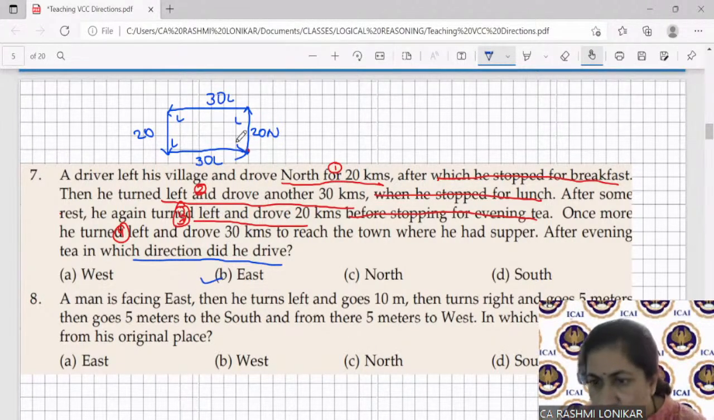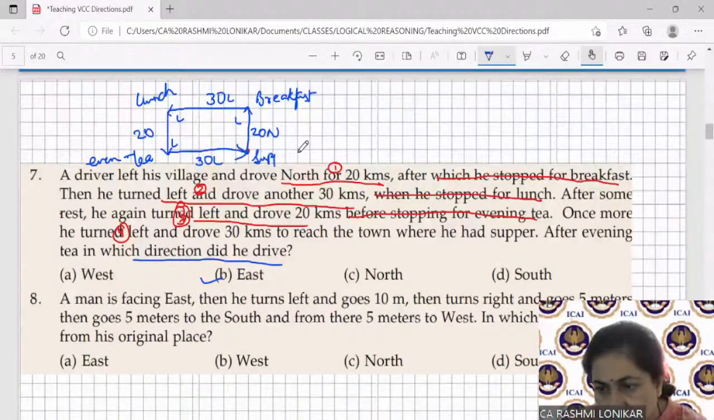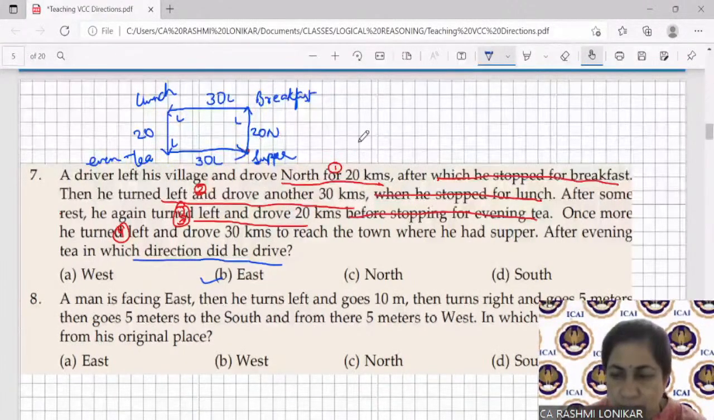So he traveled here. He had his breakfast here. Then he turned and went 30 kilometers. He had his lunch here. After rest, he turned left and walked 20 kilometers. So he had his evening tea here. And then he moved 30 kilometers and had his supper here. But what are they asking? After evening tea, in which direction did he drive? He is driving in this direction. This is my east direction.